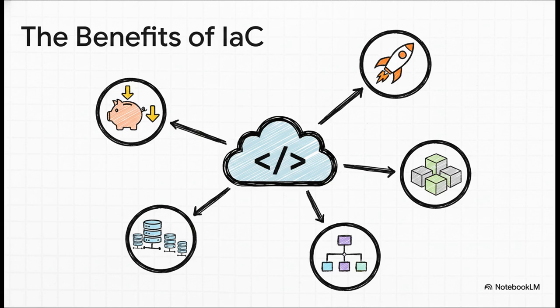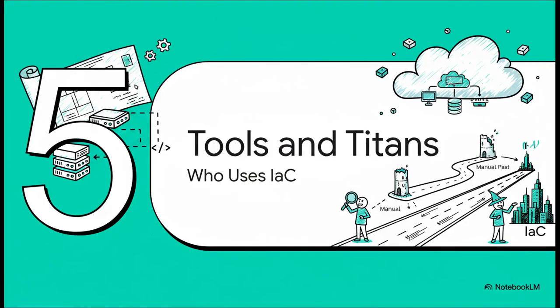You also get version control, which means you can track every change to your infrastructure just like you track changes to your app's code. And of course, this all leads to incredible scalability and cost efficiency. Need 10 copies of your setup? Done. Need to tear them all down so you stop paying for them? Also done. Automatically. And this isn't just some abstract theory. This is the standard for how the biggest companies in the world operate. So let's take a look at the tools they're using and who's really putting this into practice.